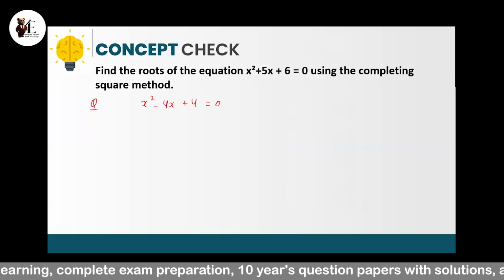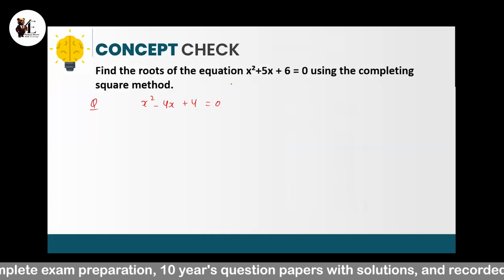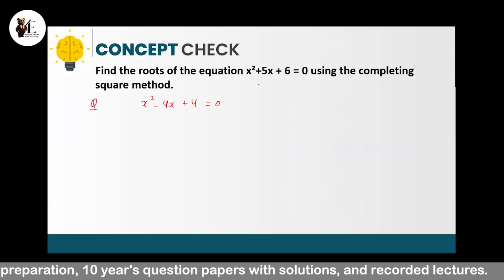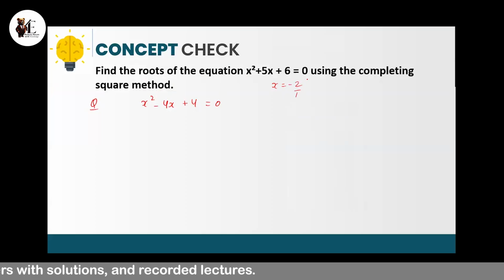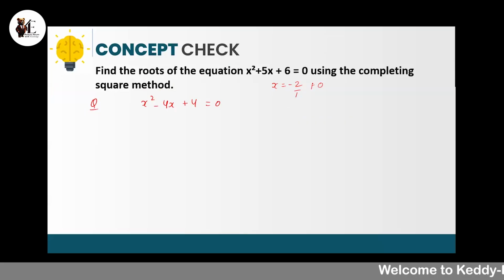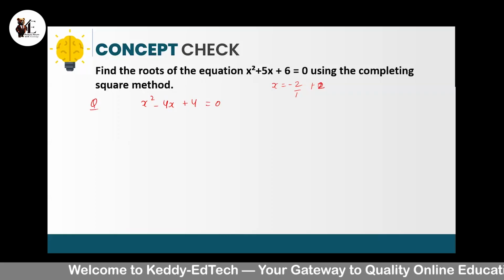Okay, I don't know if it's correct, but I got x equals negative 2 over 1 plus 2 equals 0, which equals 1. I don't know if that makes sense. And then the next line, x is equals to negative 2 over 1 plus 0, plus 2 equals 0. That's what I got.